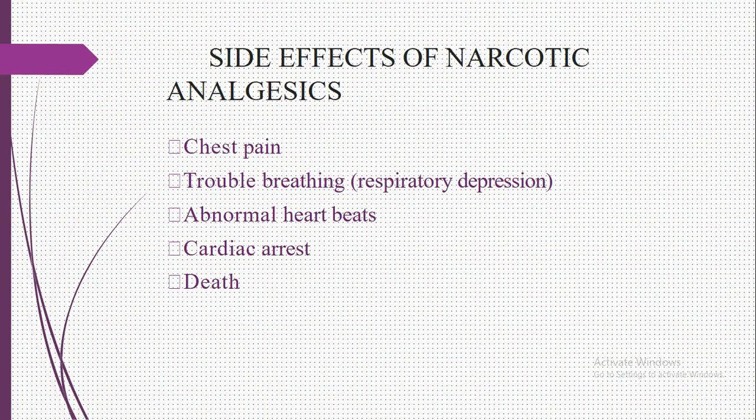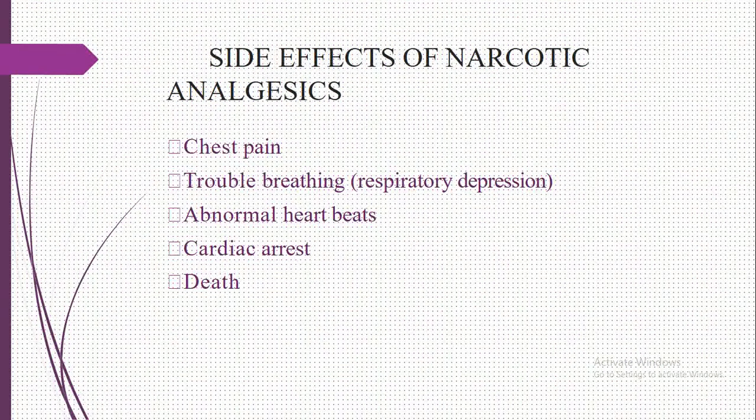Initially, morphine was used as a general anesthetic agent, but the problem was that due to the use of morphine, respiratory depression occurred in many people, and they died. Due to that reason, morphine became banned, because morphine caused respiratory depression as well as bradycardia. These are the side effects reported after using narcotic analgesics.